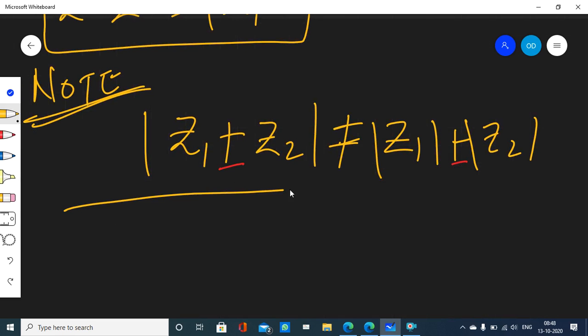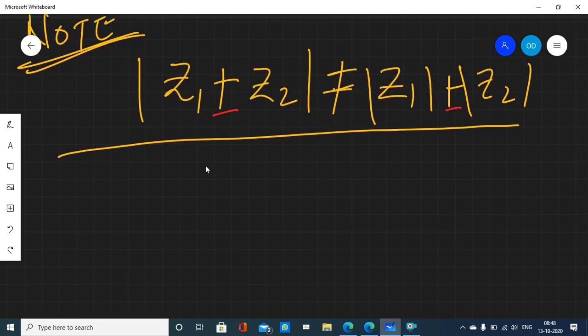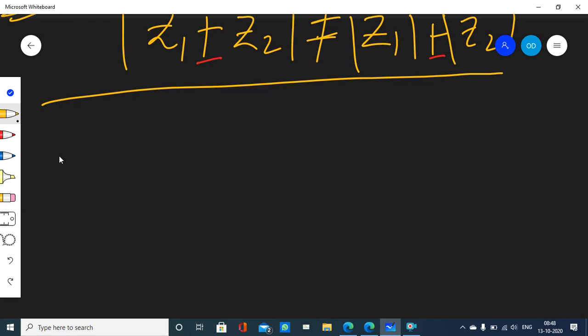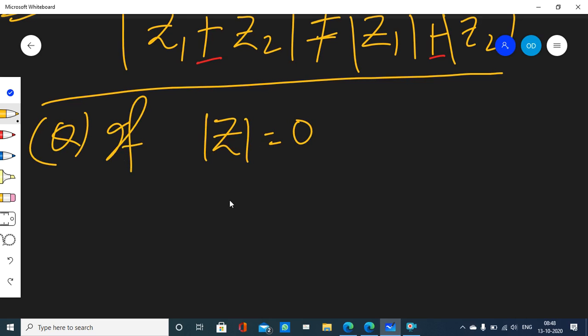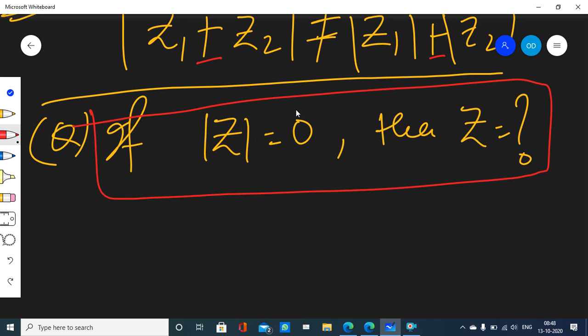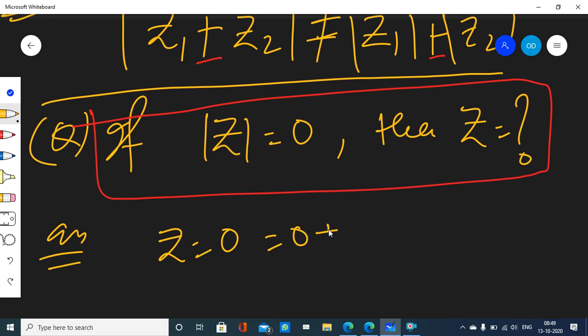One last and very important thing that we are going to discuss is a question. If the modulus of a complex number is equal to 0, then this complex number is what? Which complex number has its modulus 0? The only complex number whose modulus is 0 is 0 itself. Remember, the answer is z is equal to 0, which means 0 plus 0i.